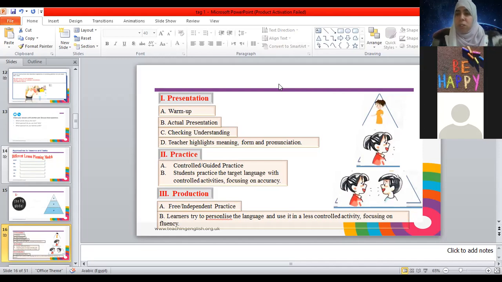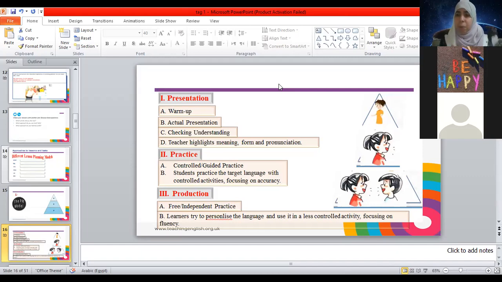And here the teacher tries to encourage students to personalize the activities and gives them feedback, okay? And here he focuses on fluency. So he gives them a chance to speak, a chance to do free activities, because here we focus on fluency, not accuracy, okay?